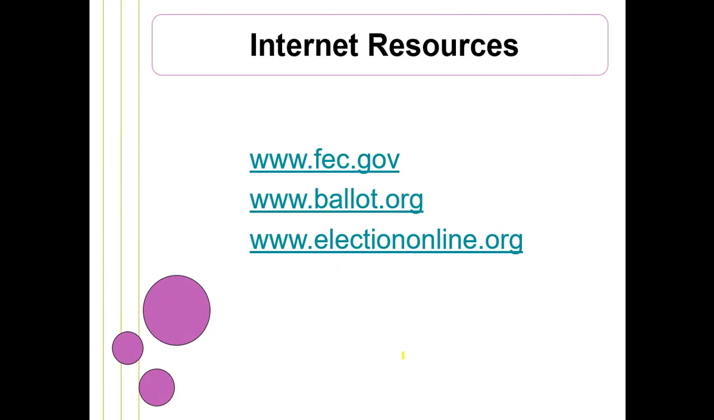And here are the websites for additional resources. So that's talking about state constitutions. What we'll look at next in Chapter 4 is the election process.